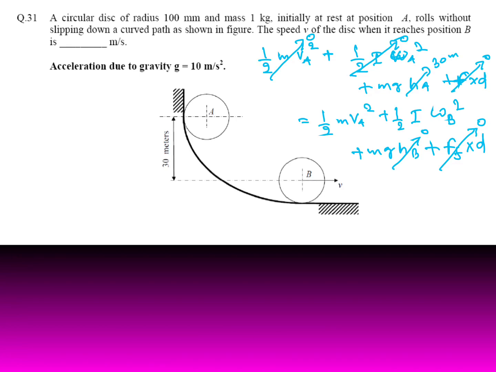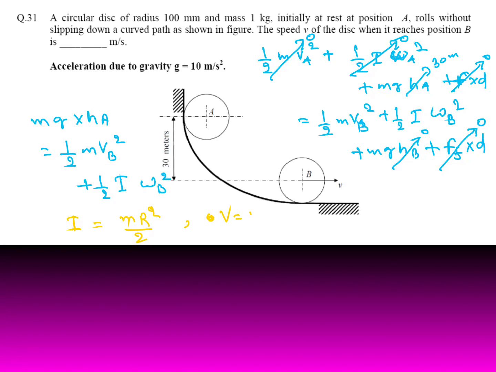mg into HA, it's equal to half m vB square, this is B. At point B, vB square plus half I omega B square. And I, this is for disk moment of inertia. For disk it's mr square by 2. Then your V equal to R omega. Omega is vB by R, mass given 1 kg, R is 100 mm, HA is 30 meter.